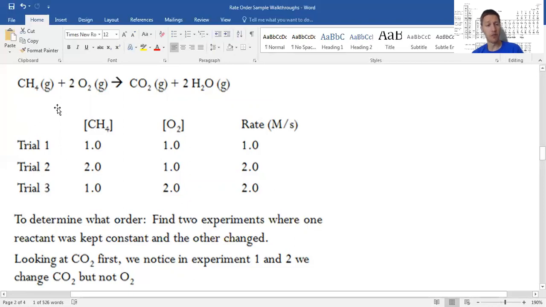So anyway, CH4 plus 2O2, our sample reaction, makes CO2 and 2 waters.